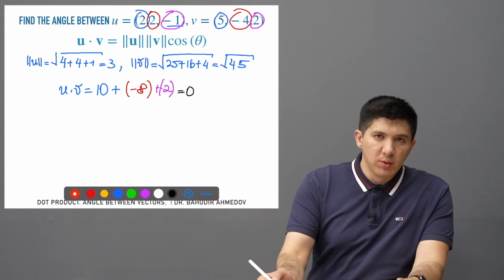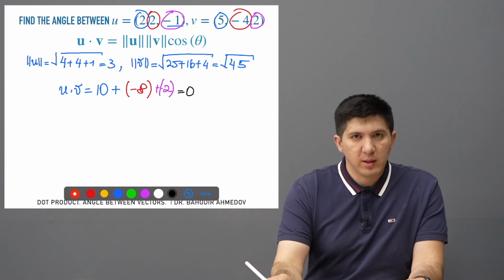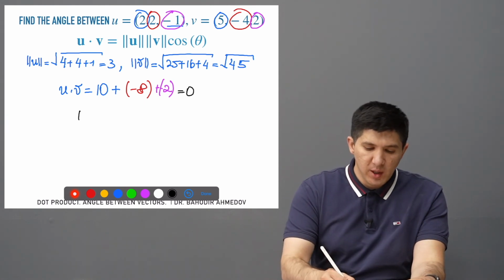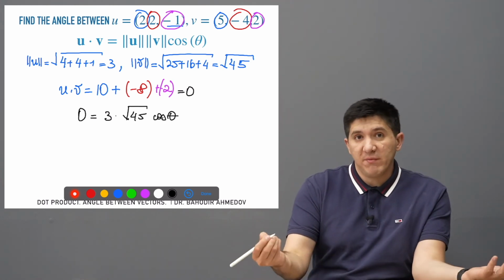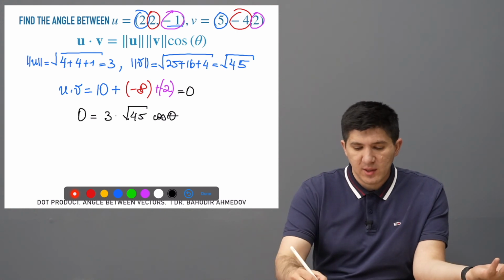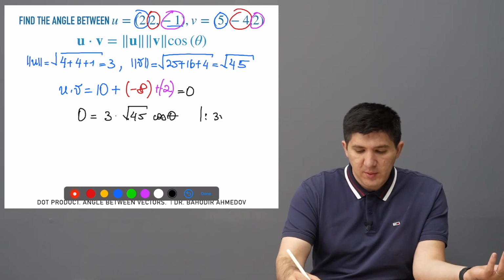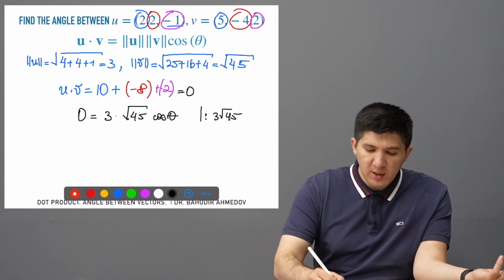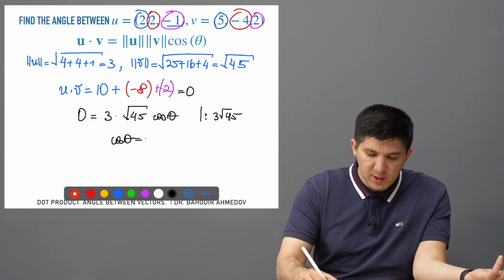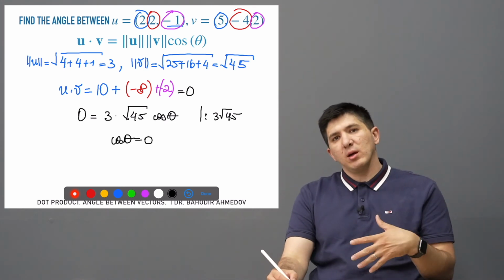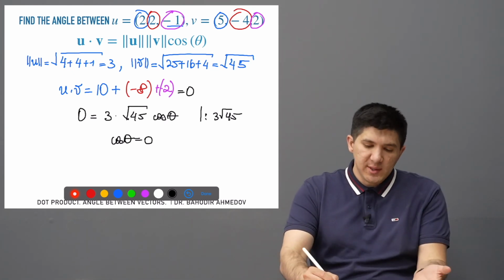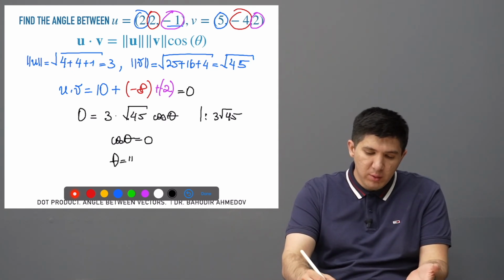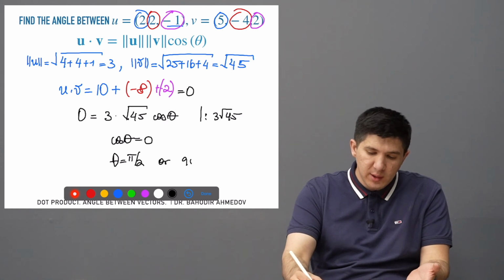So now I can just put all of these attributes into the equation to calculate the angle between these two vectors. It is going to be 0 is equal to 3 times the square root of 45 times the cosine of theta. It is obvious that I can just divide both sides by 3 times the square root of 45 and obtain that the cosine of theta is equal to 0. And if I ask you at which angle the cosine is going to give you 0, you might say to me, hey, this is going to be equal to pi over 2, or 90 degrees.